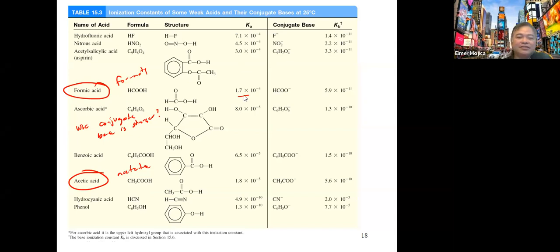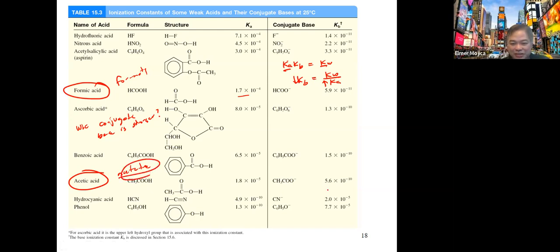So usually, ang relationship ng Ka and Kb, if you multiply them, Ka times Kb is equal to Kw. So if you have the Ka and the Kw, you can determine the Kb. So usually, kapag mas mataas yung Ka mo, yung Kb mo ay ano? Mababa. Okay? So if you're asked which is the stronger conjugate base, the answer is the acetate.